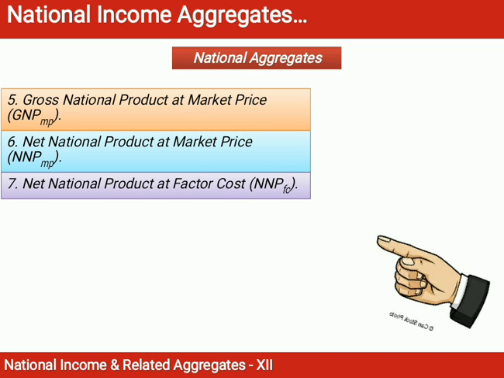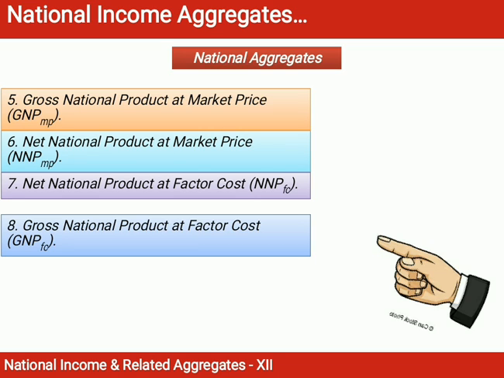The next aggregate is NNP FC. NNP FC refers to the net money value of all final goods and services produced by the normal residents of a country during an accounting year. And the last one is GNP FC. GNP FC refers to the gross money value of all final goods and services produced by normal residents of a country during an accounting year. Here, students, 4 are domestic income aggregates, and 4 are national income aggregates.